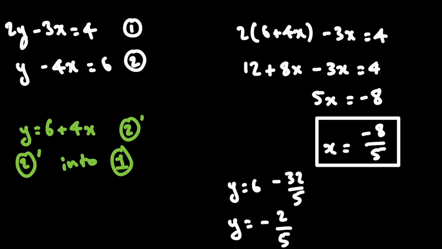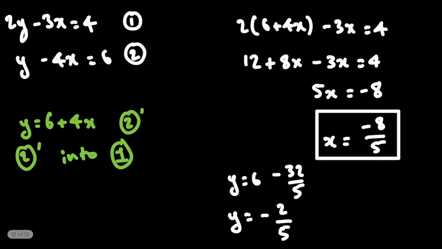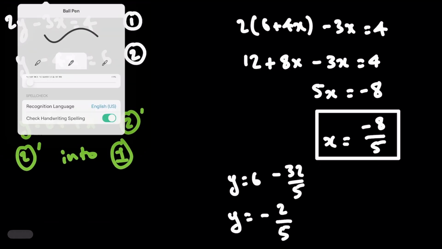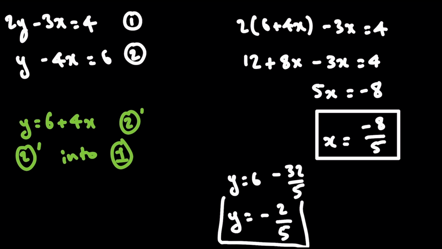That means the value of x is equal to minus 8 on 5, and the value of y is equal to minus 2 on 5.